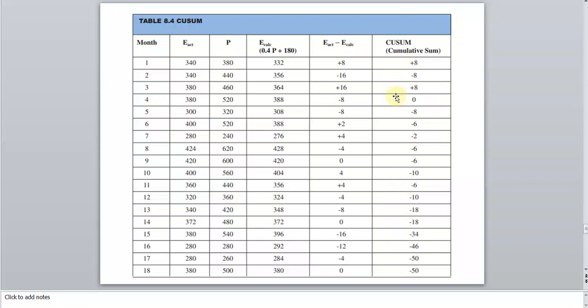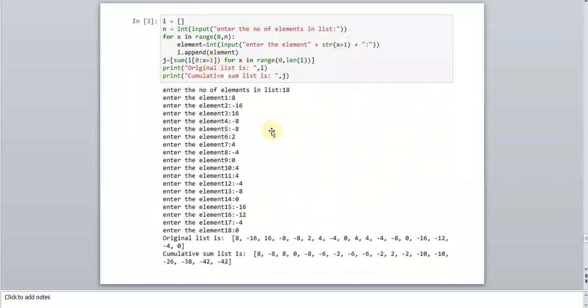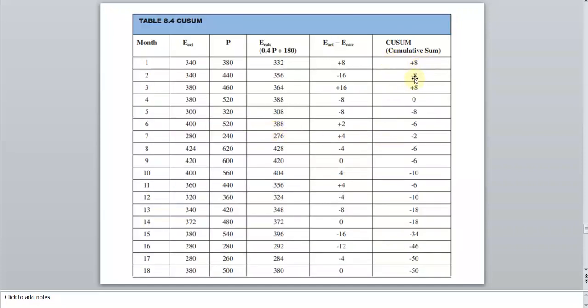So at that point you can use a Python script or Excel sheet for that. Now I have used Python code in order to find the cumulative sum.